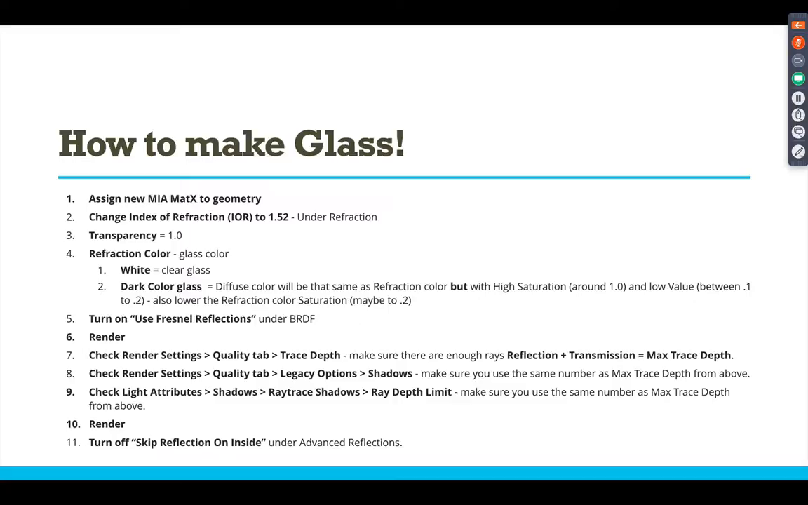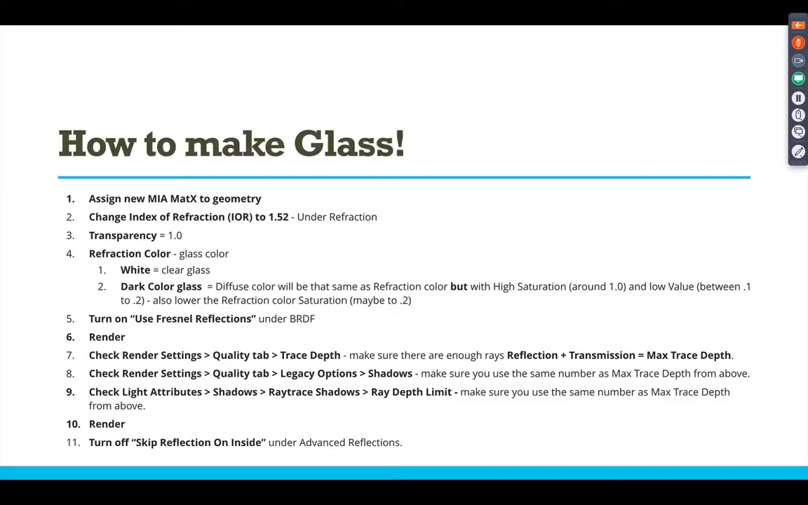Did I forget something? All right, then you're going to go in, change your global settings in 7 and 8. Trace depth, figure out what the reflectivity is, what the transmission is, what the trace depth is, the max trace depth. Then you're going to go into the quality section for shadows. Then you're going to go into your lights, and you're going to render.